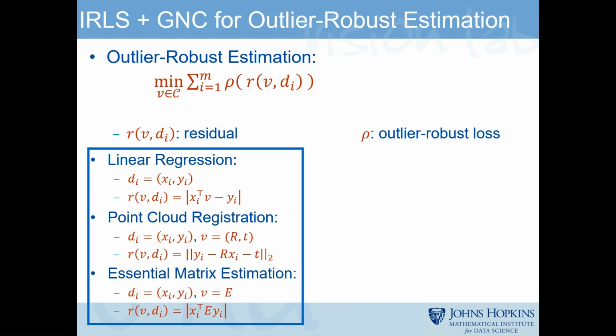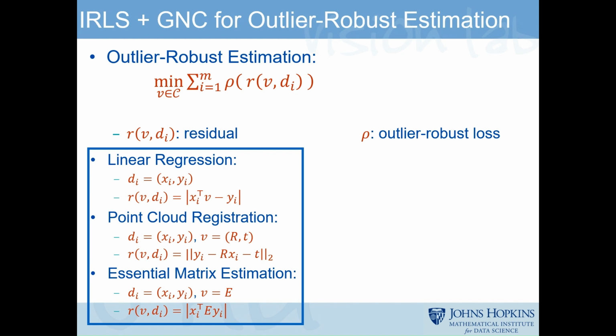And finally, in the case of essential matrix estimation, you have your data di to be again a pair of two points xi and yi. They are homogenized image coordinates, and your variable v is going to be something called the essential matrix denoted by E. And your residual function is the absolute value of a bilinear term xi transpose E times yi.